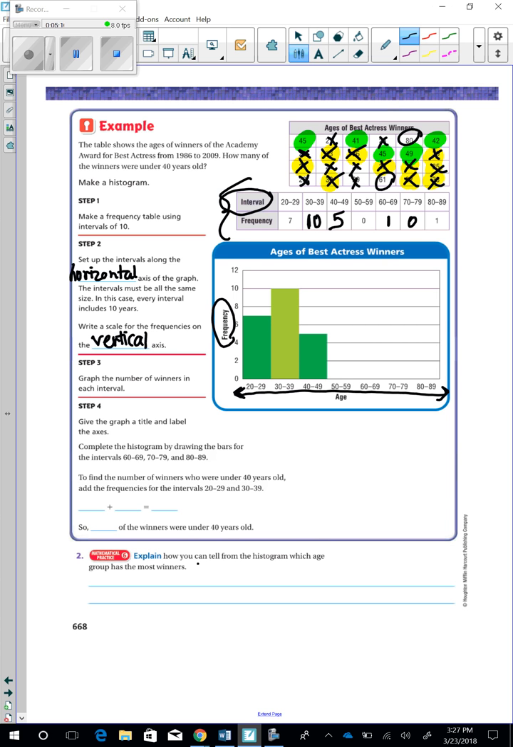Step 3, graph the number of winners in each interval. Give the graph a title and label the axis. Complete the histogram by drawing the bars for the intervals 60 to 69, 70 to 79, 80 to 89. So there's nothing for 50 to 59. We're going to leave that blank. There's 1 for 60 to 69, so we need to go halfway up here, not all the way, because if we went all the way to the first line, that would represent 2. There's nothing here. We're not going to put anything there, and then there is just 1 here.